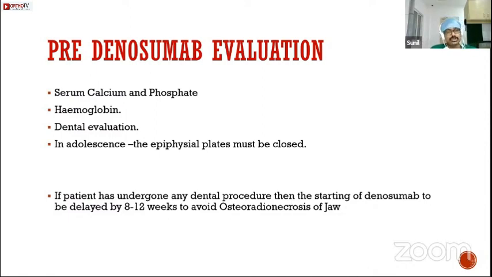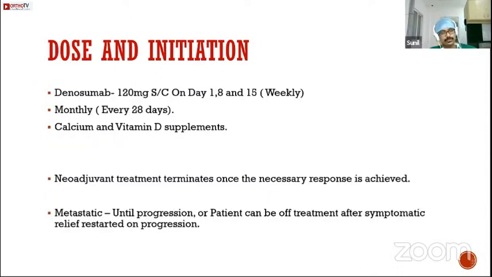Because if the patient has an infected tooth or dental caries or has recently undergone any dental treatment, the denosumab has to be delayed or started late because it can cause osteonecrosis of the jaw. Suppose the patient has undergone a recent dental procedure, then denosumab should be delayed by at least 8 weeks, and it is safer between 8 to 12 weeks to prevent late complications like osteonecrosis of the jaw.